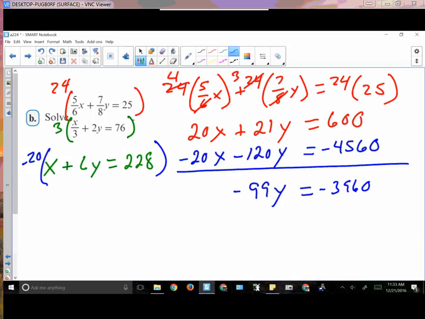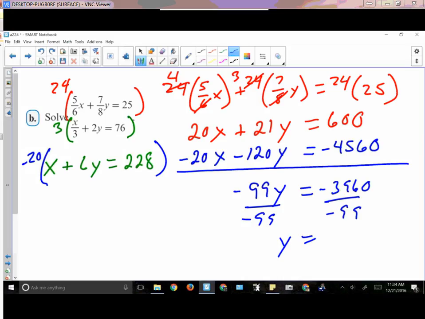Now, what's the last thing I got to do? Divide by negative 99. Divide by negative 99. And y turns out to be equal to what? 40. Okay. So, I've got 40 there.